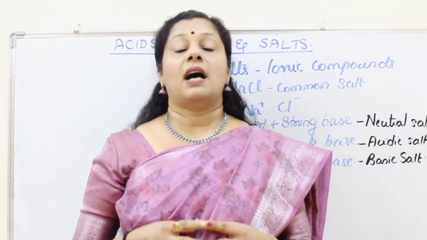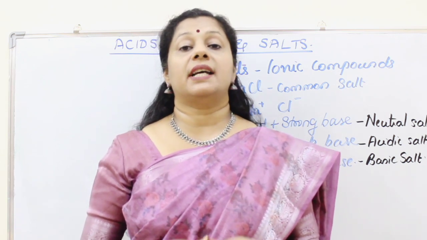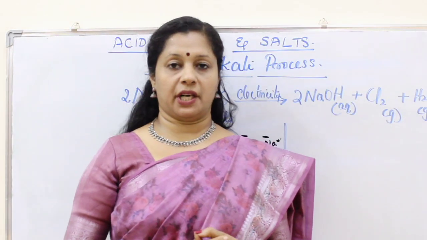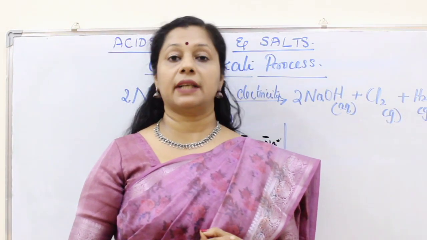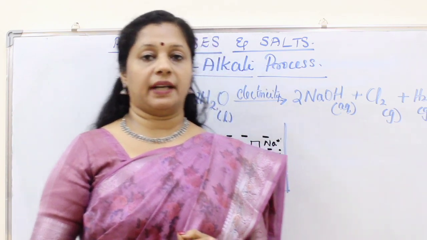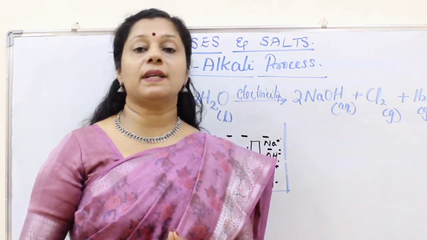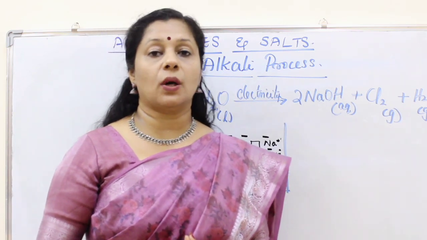Now let us see how we get sodium hydroxide or caustic soda from our common salt. Let's see the preparation of sodium hydroxide using common salt or table salt. So sodium chloride is now mixed with water, that is, an aqueous solution of sodium chloride, which is called brine.